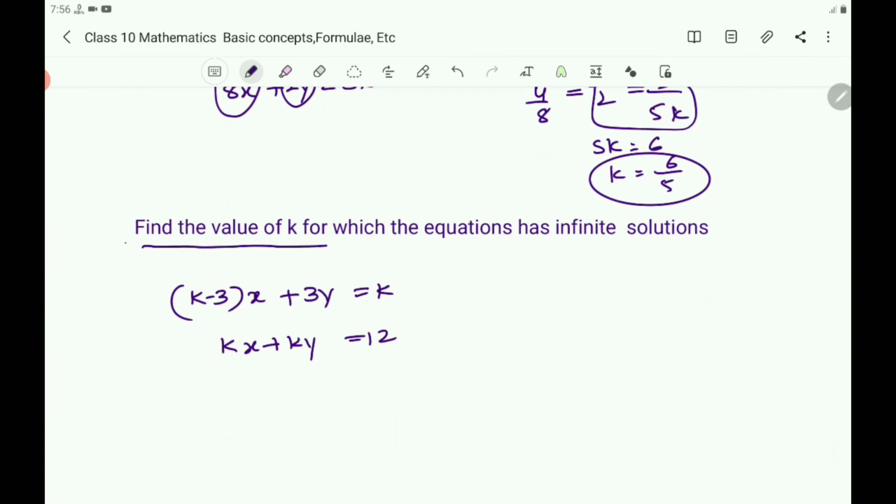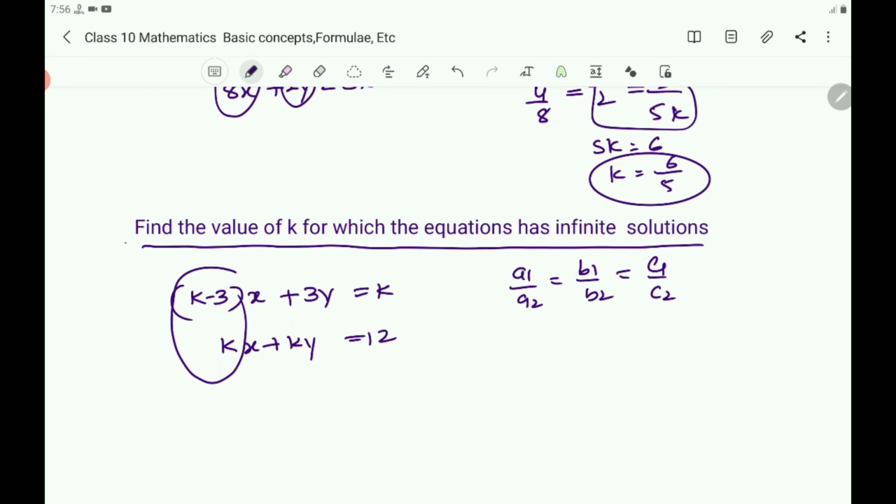Next question, find the value of k for which the equations have infinite solution. Again you have the relation a1 by a2 equals b1 by b2 equals c1 by c2. a1 is here k minus 3 by k is there. k minus 3 by k equals, you take 3 by k equals k by 12.